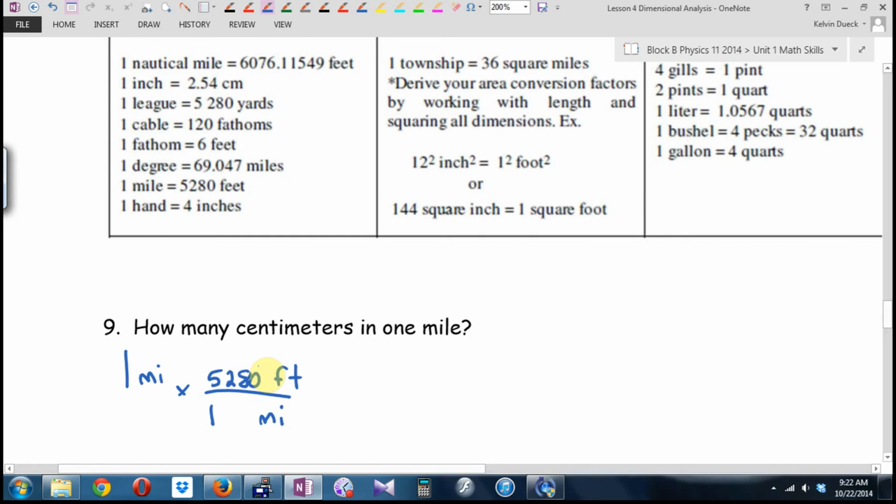How's that help? Can I go from feet to centimeters? Is there a conversion factor for that? Don't see one. Okay, what can I go from feet to? And this one isn't on there. This one you may just have to have up here because you've grown up close to the States. You know how many inches are in 1 foot?